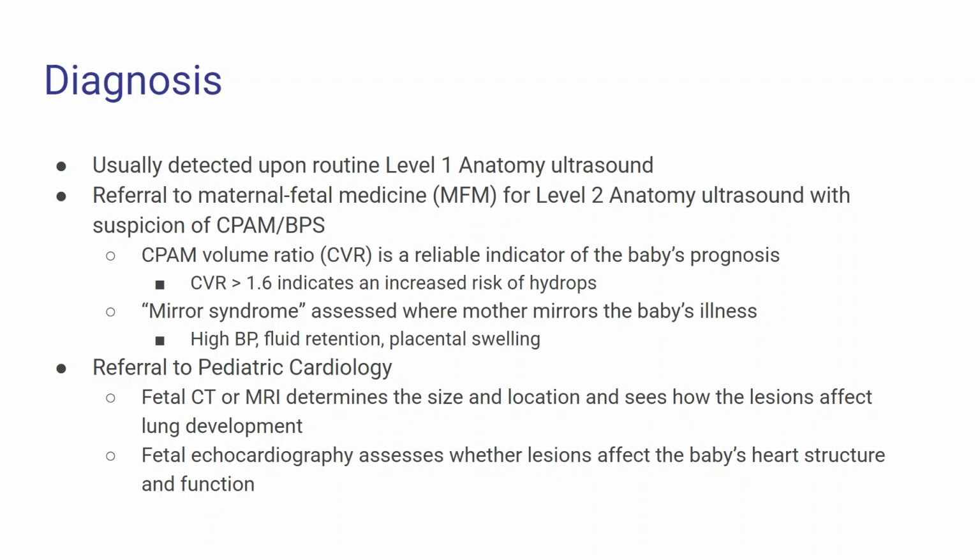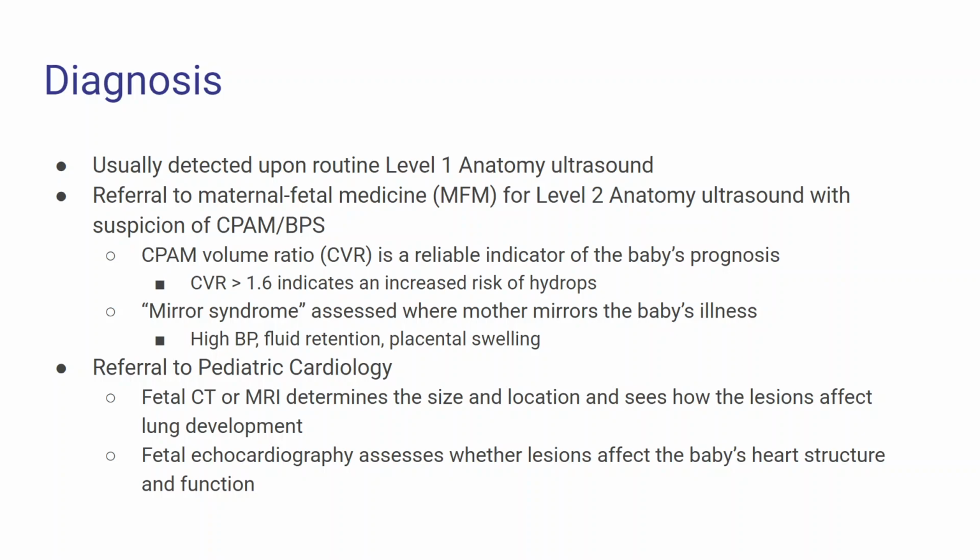So the way CPAM is diagnosed is it's usually detected first upon routine level 1 anatomy ultrasound. If it is detected here, there will be a referral to the maternal fetal medicine for a level 2 anatomy ultrasound with suspicion of a CPAM versus that BPS. They will assess the CPAM volume ratio, which is a ratio of the lesion volume to the baby's head circumference, which is a reliable indicator of the baby's prognosis.